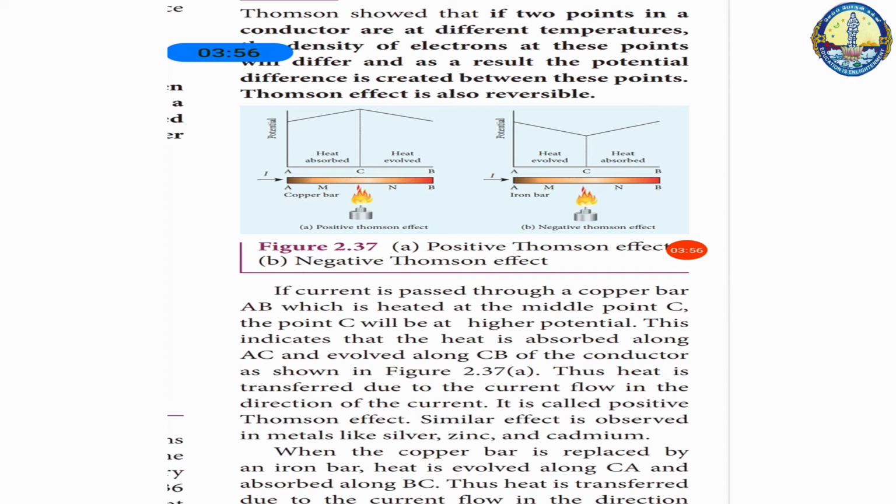Thus, heat is transferred due to the current flow in the direction of the current. It is called the positive Thomson effect. A similar effect is observed in metals like silver, zinc and cadmium.